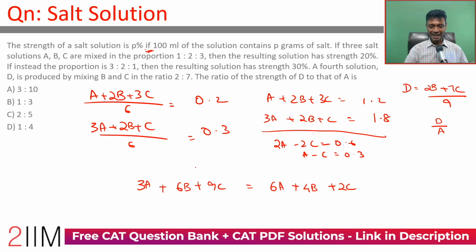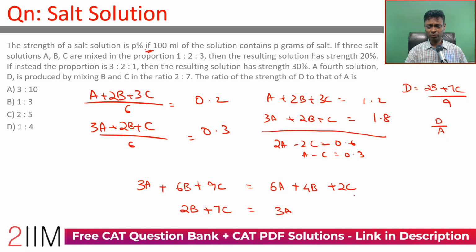So let's bring the A over to this side and B and C over to this side. So 2B plus 7C equals 3A. This is 2B, 4B, 6B minus 4B is 2B, 9C minus 2C is 7C, 6A minus 3A is 3A. 2B plus 7C equals 3A.